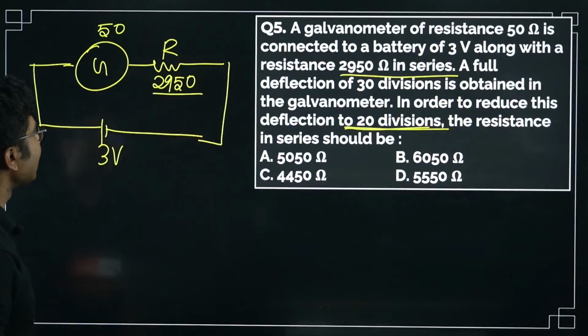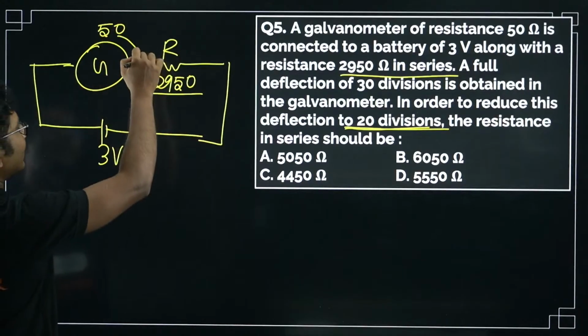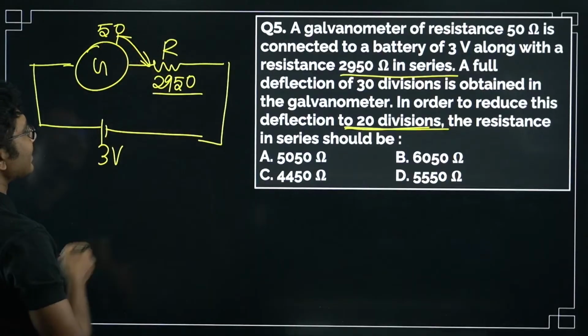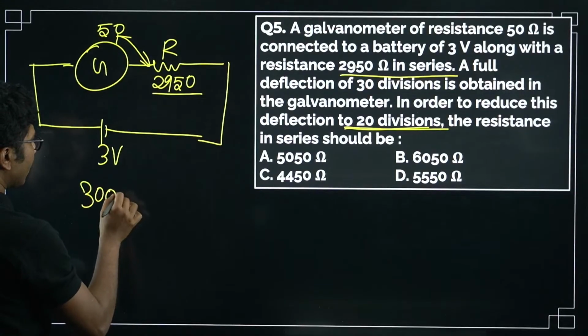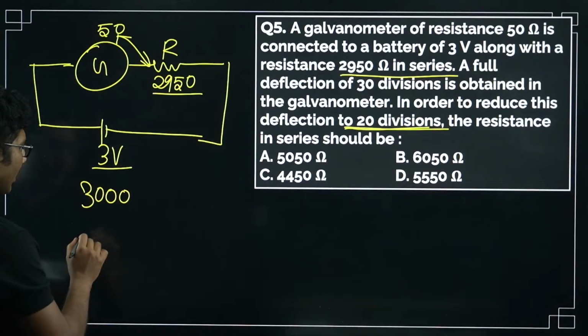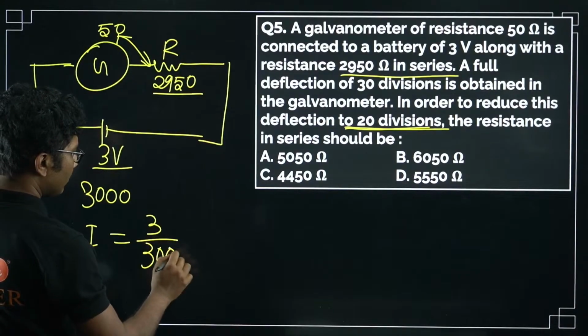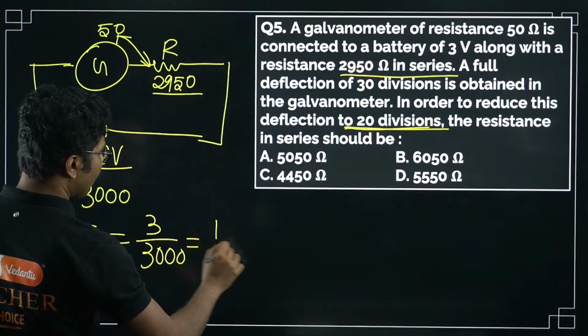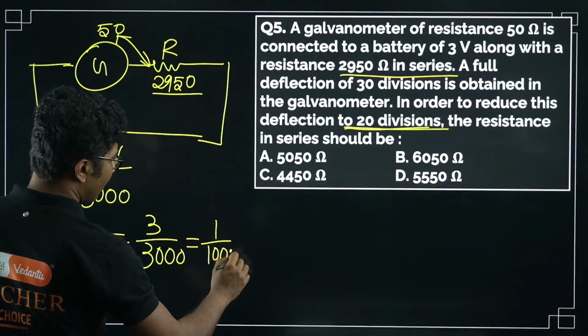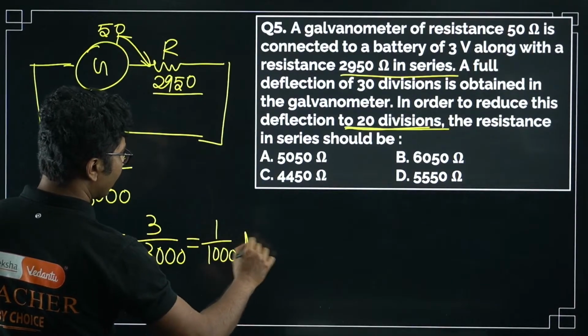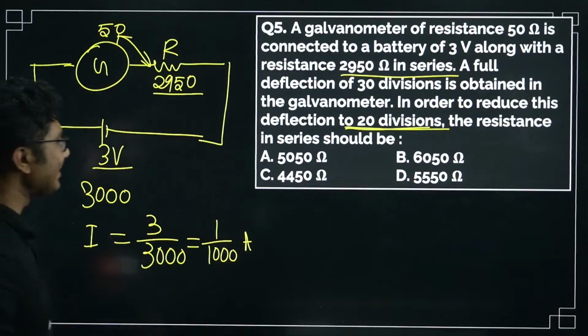Now what is the total resistance? The total resistance is very easy to calculate. This plus this, that is 3000. So 3000 is the total resistance. The voltage is 3 volts. So what is the current? Current is 3 by 3000. So that will be 1 by 1000 or 1 milliampere, or 1 by 1000 ampere, whatever you can write. So this is the initial current.